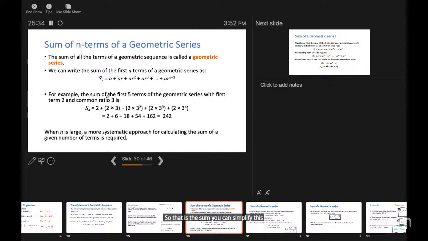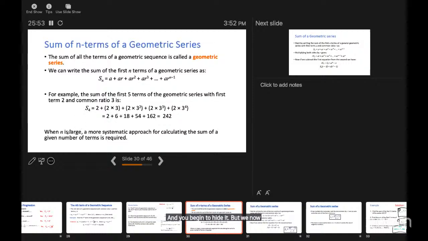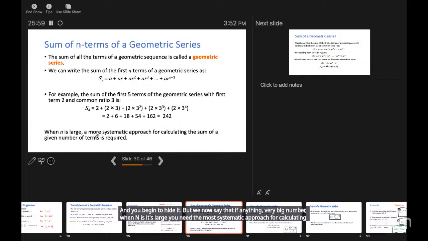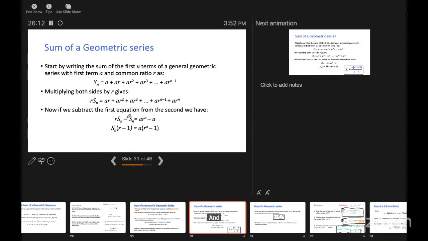For example, the sum of the first 5 terms of a GP with first term 2 and common ratio 3. If you are using this formula, the first term is 2, the common ratio is 3, you do all of this, and you begin to add it. But if n is a very big number, when n is large, you need a more systematic approach for calculating the sum for the number of terms required. Meaning that you can find a better formula rather than adding term by term. And by that, we get to this formula.